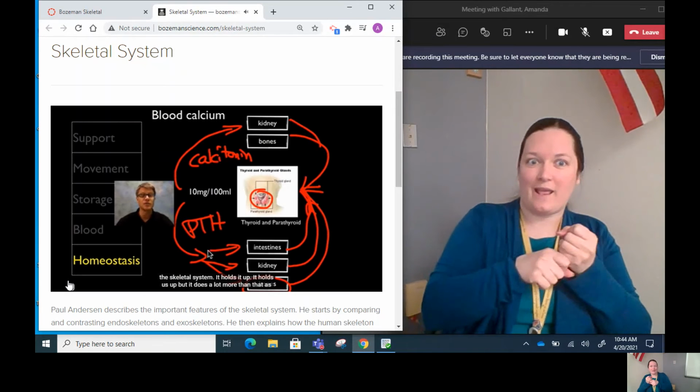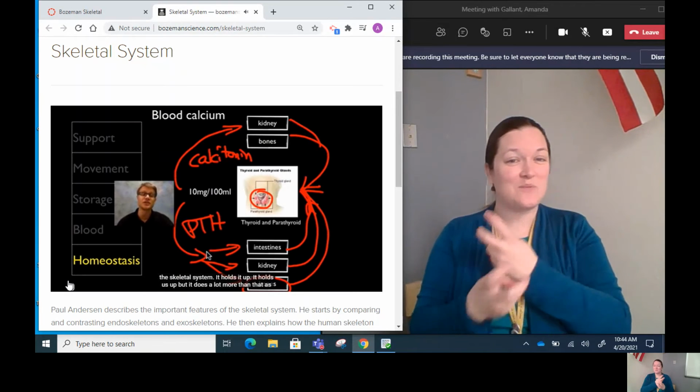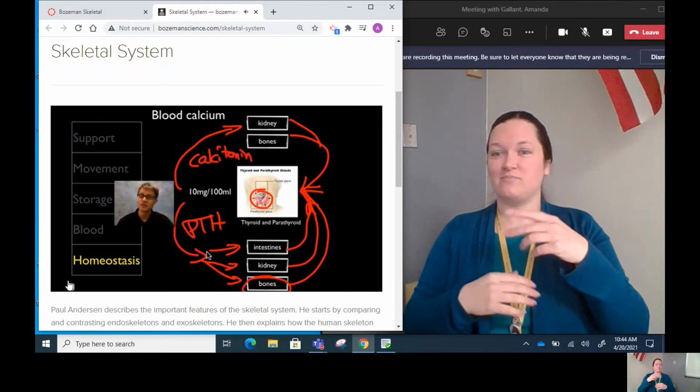And so that's the skeletal system. It holds us up, but it does a lot more than that as well. And so I hope that's helpful.